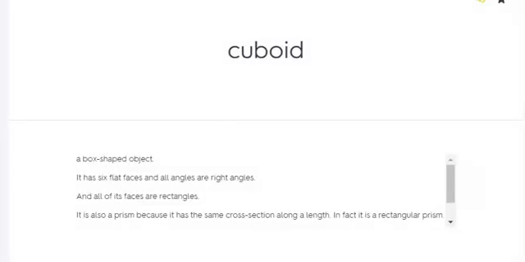Cuboid, a box-shaped object. It has 6 flat faces and all angles are right angles, and all of its faces are rectangles. It is also a prism because it has the same cross-section along a length. In fact, it is a rectangular prism. Looks like a box. A equals 2WL plus 2LH plus 2HW. V equals LWH.